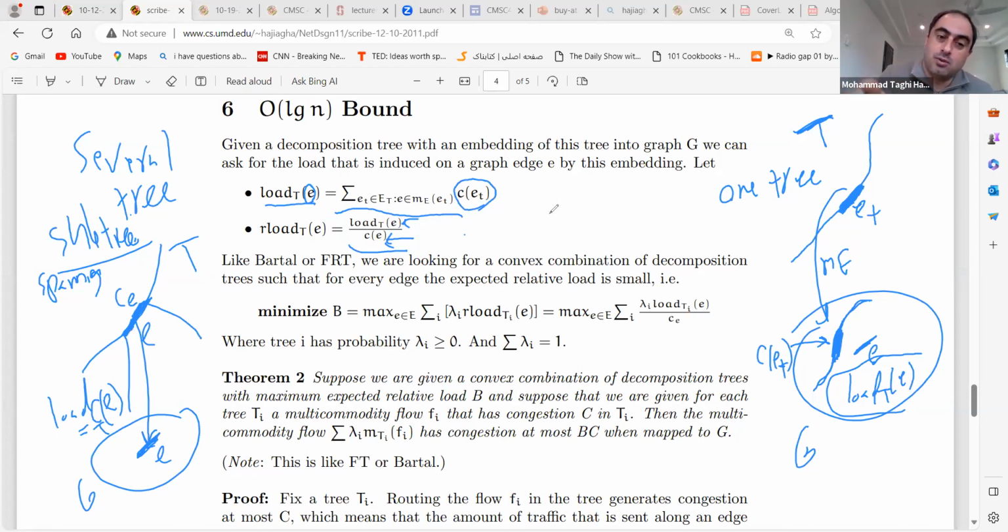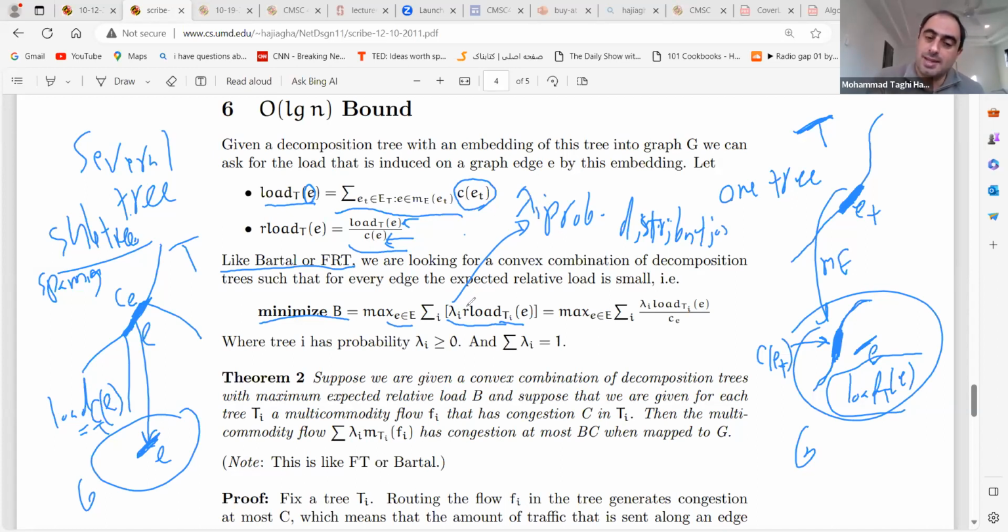Okay, so now what do we want to get? Like the FRT, what did we want to say? In the FRT, we want to make sure that the expected distance is at most log n. So here is the corresponding thing. You want to minimize B such that for each edge in the graph, the sum over i of lambda i times the load. So lambda i is just a probability distribution.